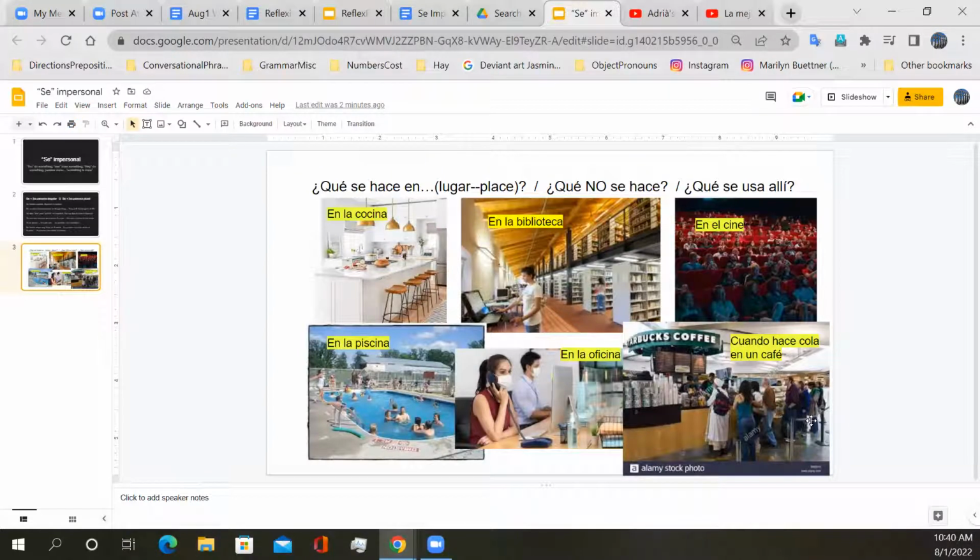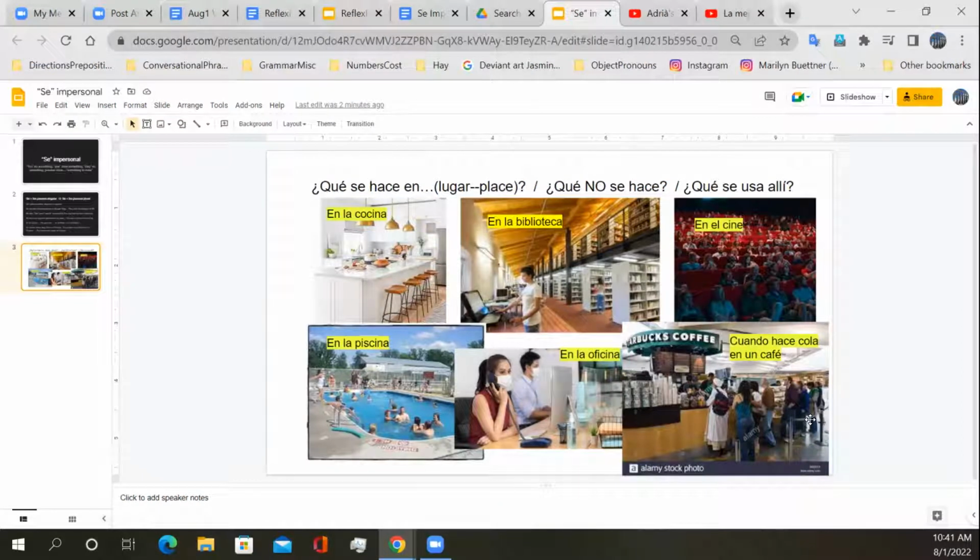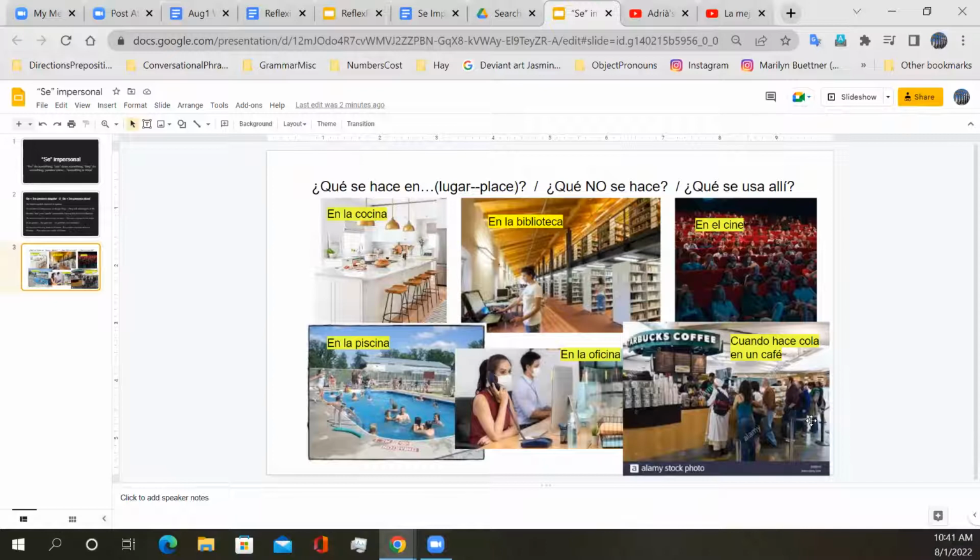¿Qué se hace en la piscina? What do you do at a pool area? ¿Qué se hace en la oficina? What do you do in an office setting? ¿Qué se hace cuando hace cola? What do you do when you're standing in line? Literally, that says, what do you do when you make a tail at a cafe? But instead of making a tail, we stand in line. So, hace cola is stand in line. ¿Qué se hace cuando hace cola en un café?